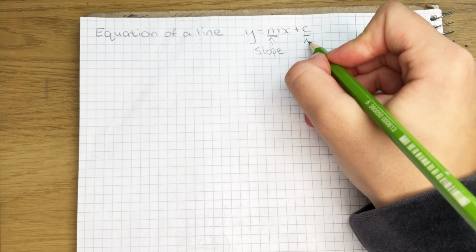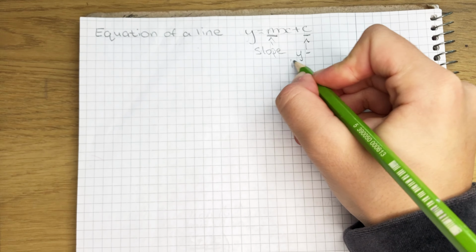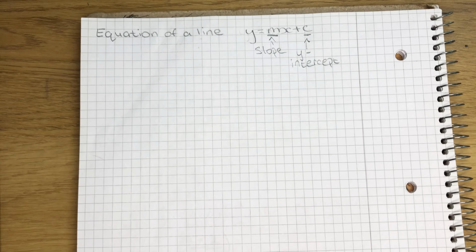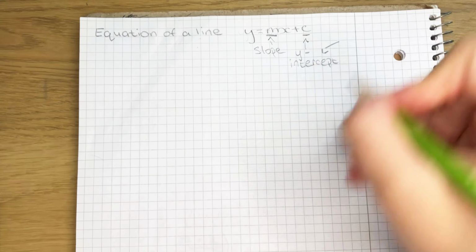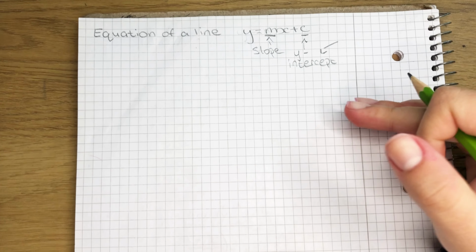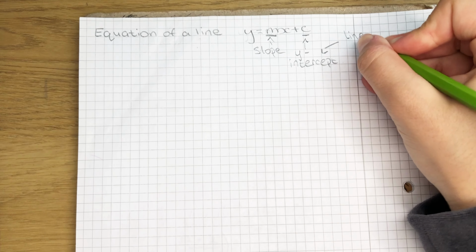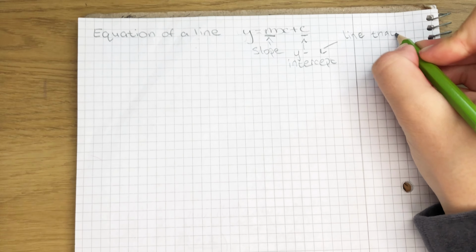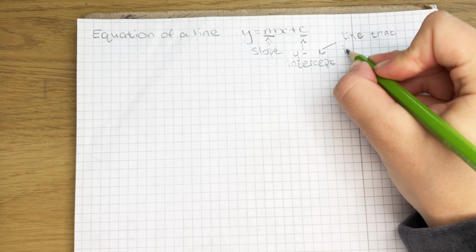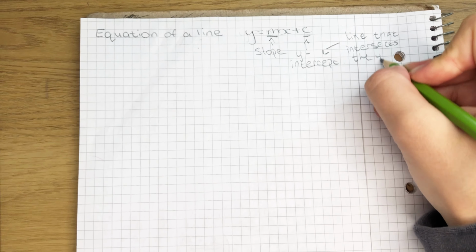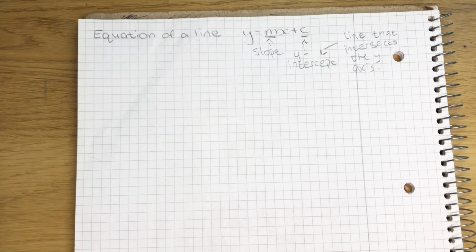And this c represents the y-intercept. Now you're probably wondering, what is a y-intercept? Well, all it essentially means is that the y-intercept is the line that intersects the y-axis. So that's all it essentially is.